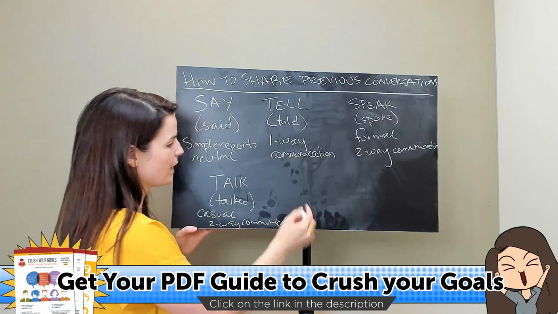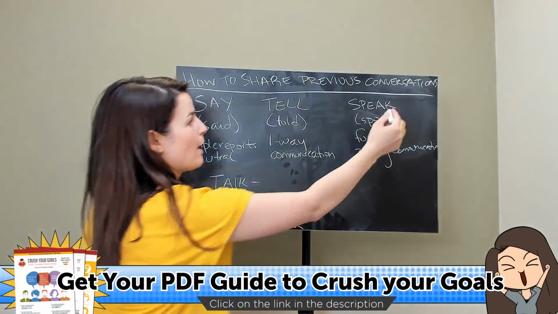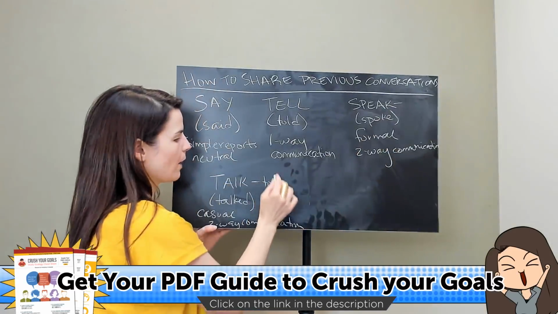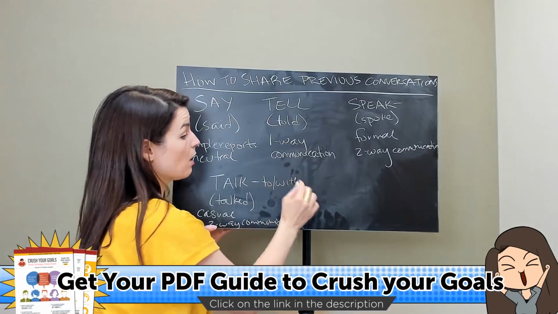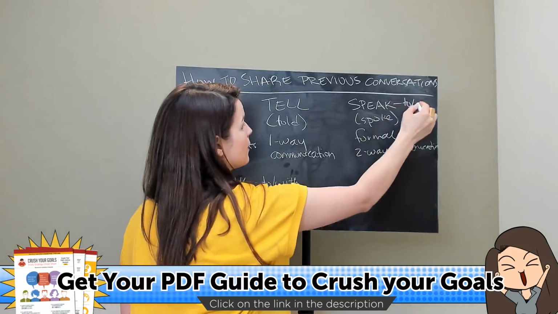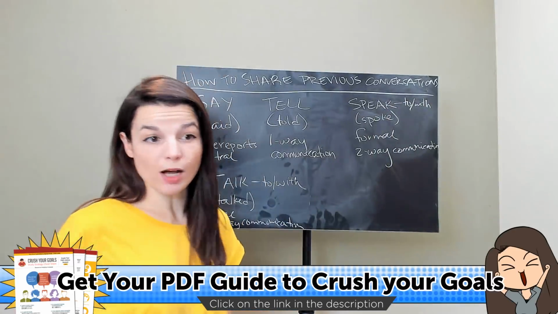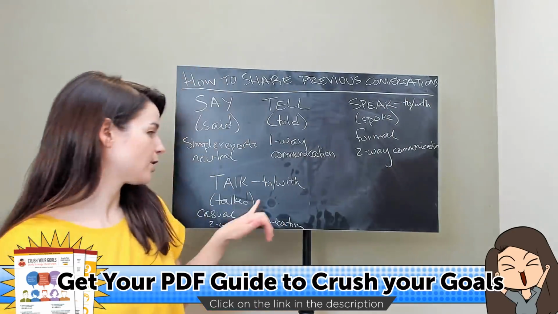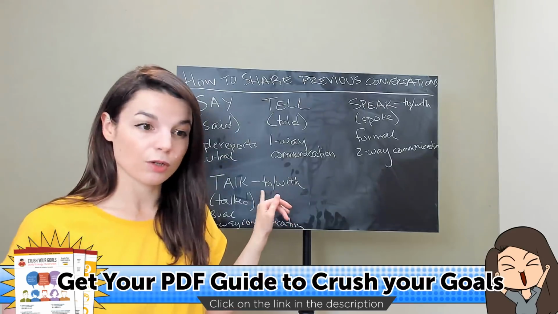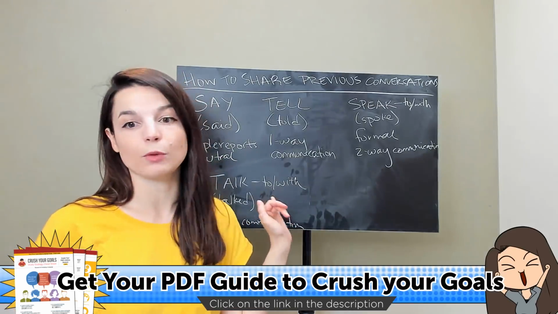Then I want to mention also about talk and about speak. We use the preposition to, or we can also use with these. Both are okay. So like, I spoke to my friend, I spoke to my boss, I talked with my friend, I talked to my boss. So you can use both to and with these verbs.